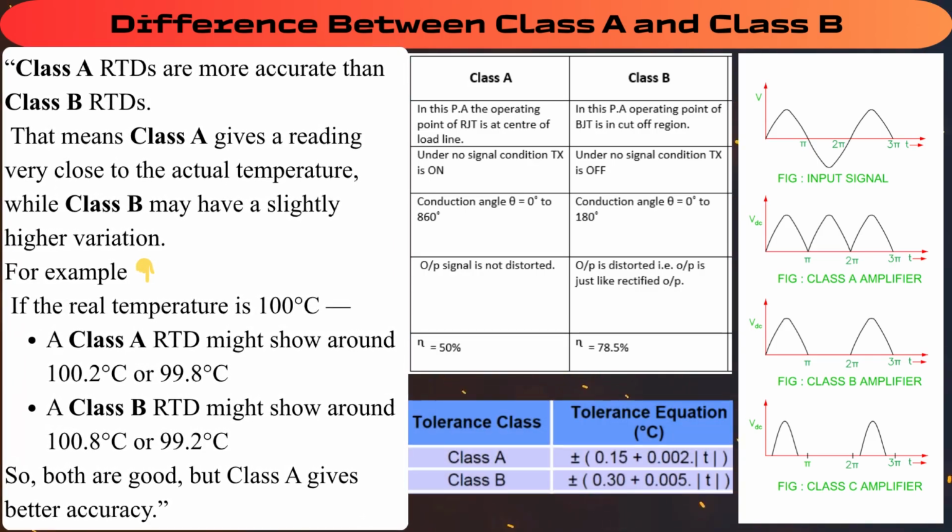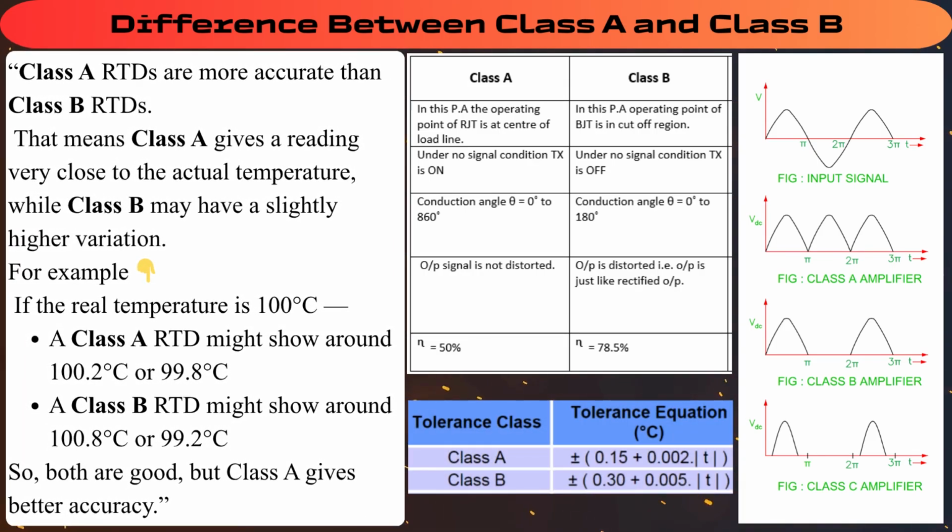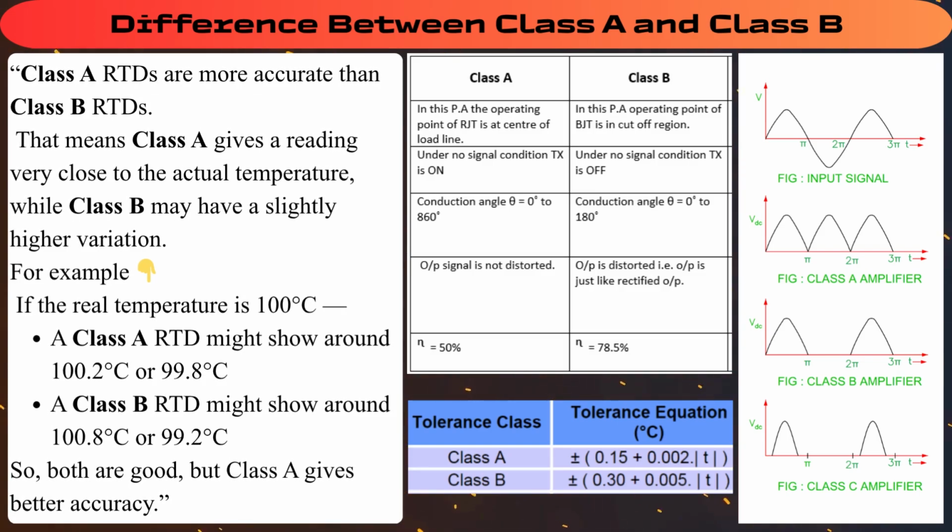Difference between Class A and Class B. Class A RTDs are more accurate than Class B RTDs. That means Class A gives a reading very close to the actual temperature, while Class B may have a slightly higher variation. For example, if the real temperature is 100 degrees Celsius, a Class A RTD might show around 100.2 degrees Celsius or 99.8 degrees Celsius. A Class B RTD might show around 100.8 degrees Celsius or 99.2 degrees Celsius. So, both are good, but Class A gives better accuracy.